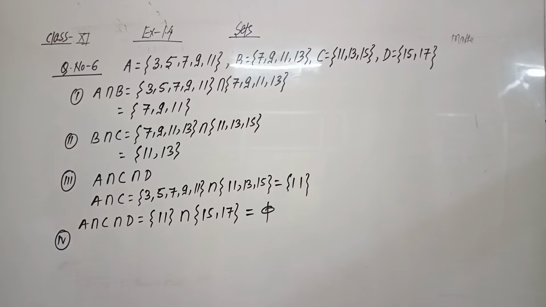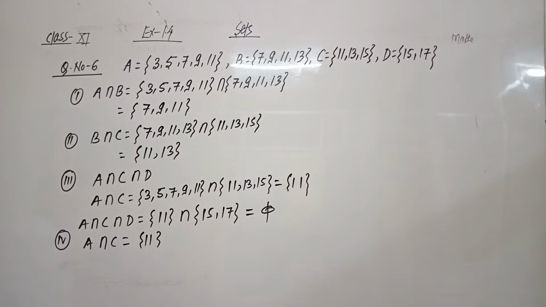Part 4. A intersection C. Already we have calculated A intersection C, which is 11.